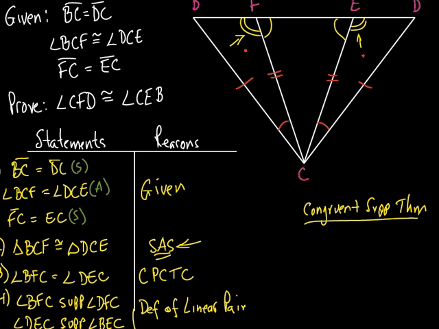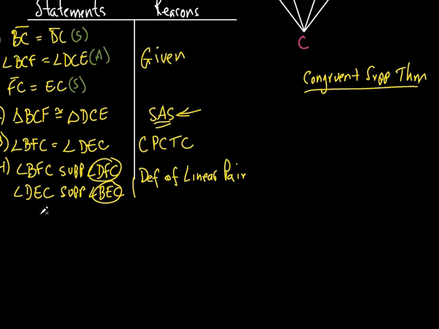Now I've got one more step. Now I can say that this angle right here, DFC, is going to equal this angle right here, which is BEC. So now I can say that they are congruent to each other. This was way harder than what I anticipated giving you, but it's in the book, so I figured I might as well put it in there.